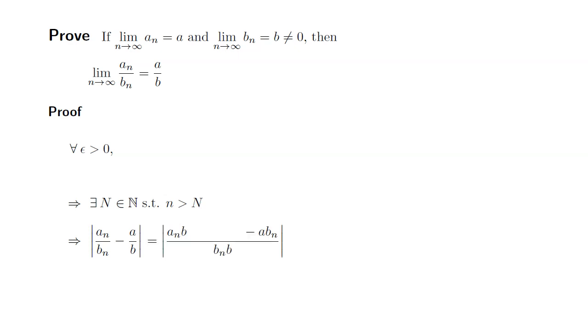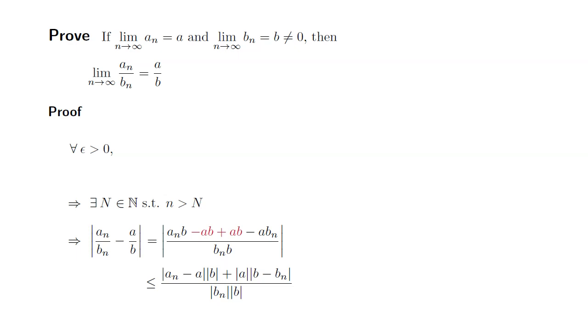By finding the common denominator, we can put together those two fractions. Then I'm going to subtract AB and add AB in the numerator. We have this, right? The equality still holds because we're not really changing anything. Then we can apply the triangle inequality to the numerator. We have this, and we can distribute the absolute value sign to the denominator.